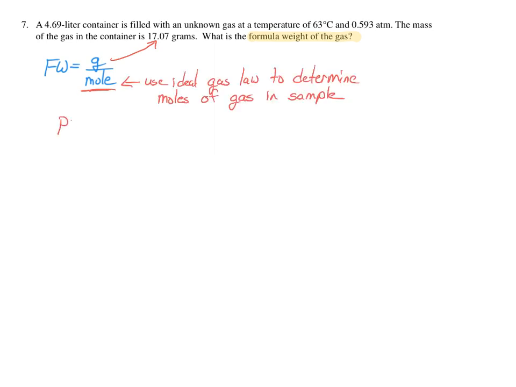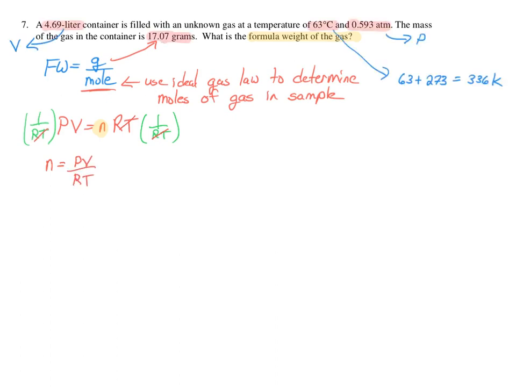The ideal gas law, PV is equal to nRT, and we're going to solve for n. To solve for n, we divide each side by RT, so we have n is going to be equal to PV divided by RT. We go up to the statement of the question to get our values. We have volume, pressure, and temperature.